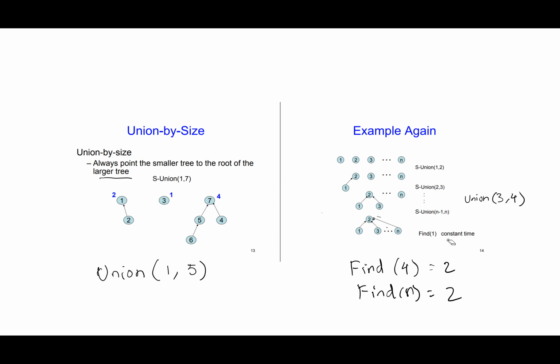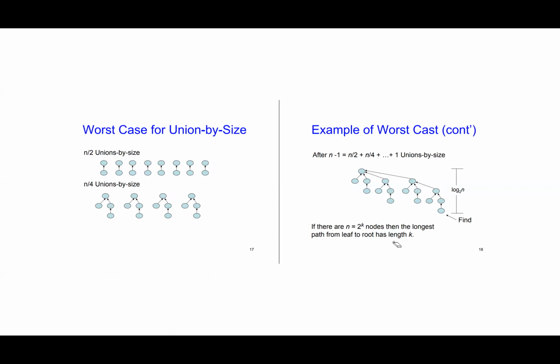So you see how fast find becomes if I do union by size, if I keep track of the size of the tree and always link the smaller tree's root to the larger tree's root. But I would say this is the best case, so let's see what happens in the worst case. In the worst case, what happens is, instead of union 1, 2, then 2, 3, 3, 4, right?